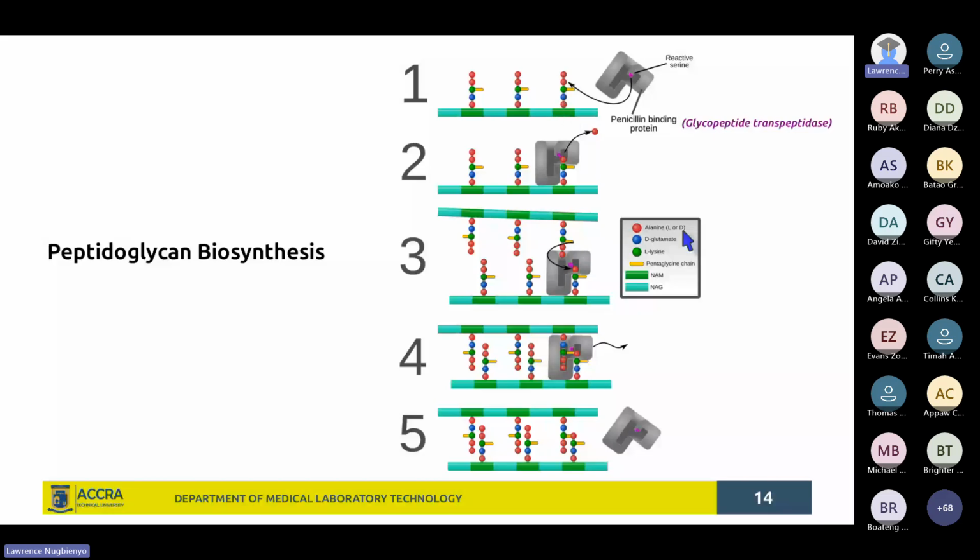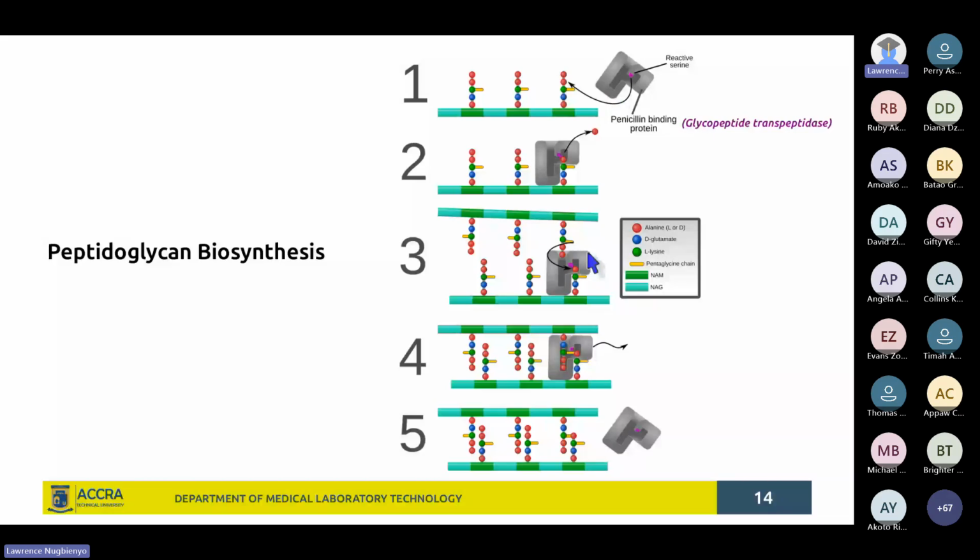Blue refers to glutamic acid or glutamate, and the green refers to lysine. So that you see the sequence of the amino acids which are in these peptides. Now, two of these glycopeptides are joined, they are cross-linked by the activity of the penicillin binding protein, or the glycopeptide transpeptidase.